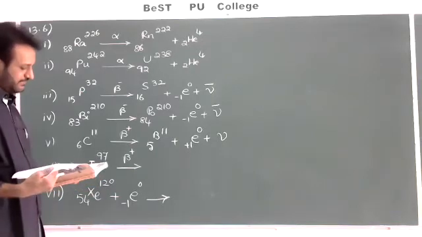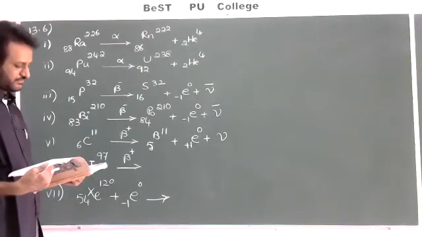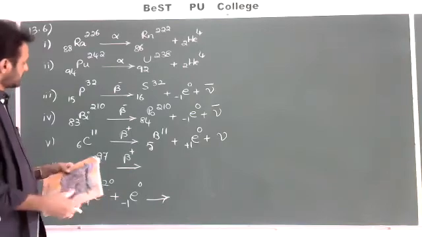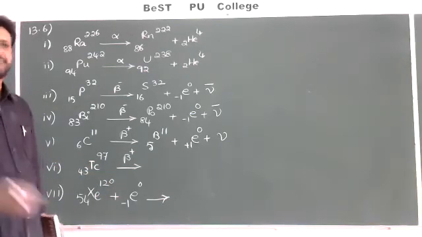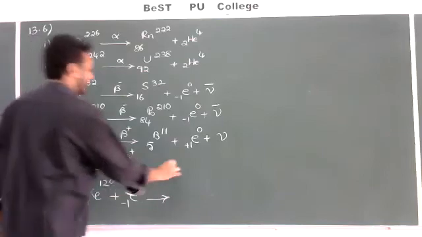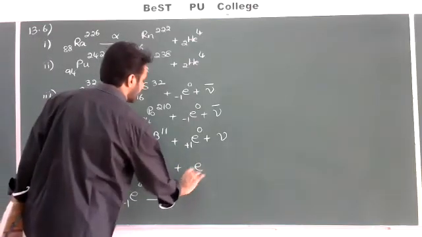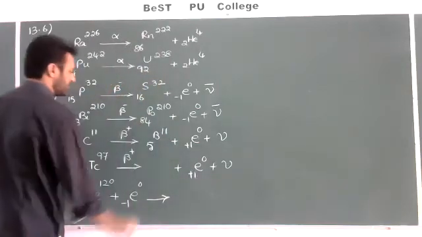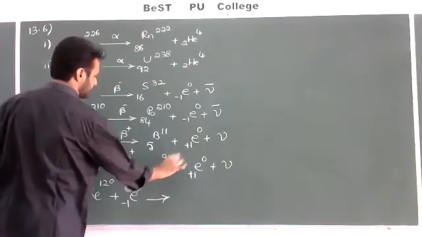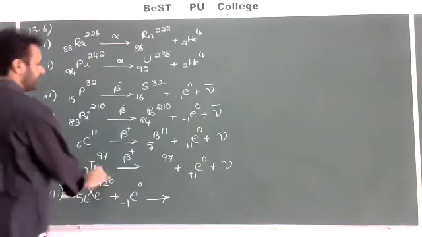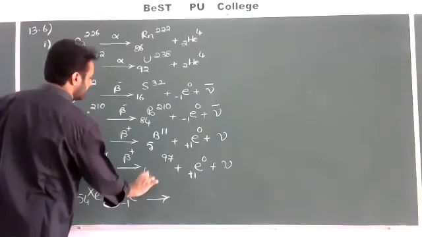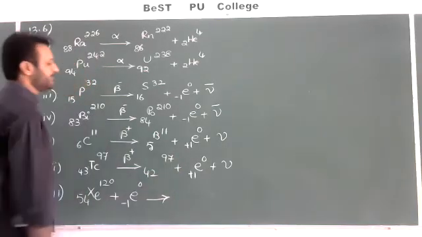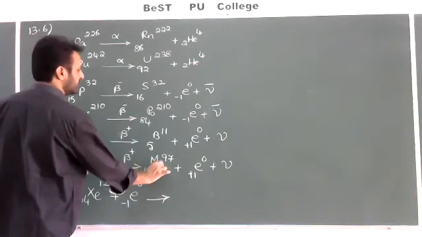Next one, the sixth one. They are asking for beta plus decay of technetium. Here also beta plus, the same, you should write +1 0, also a neutrino. No change in mass number, 97. And then 43 becomes what? 42, molybdenum, Mo.